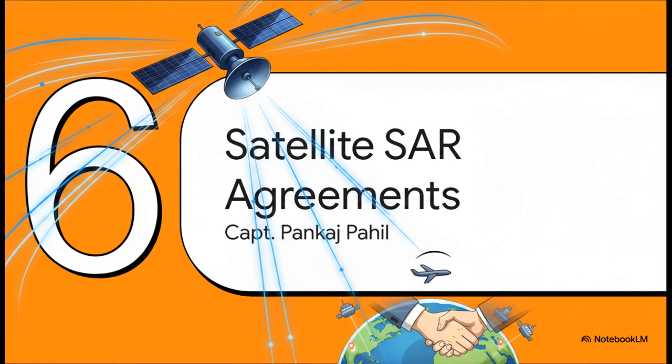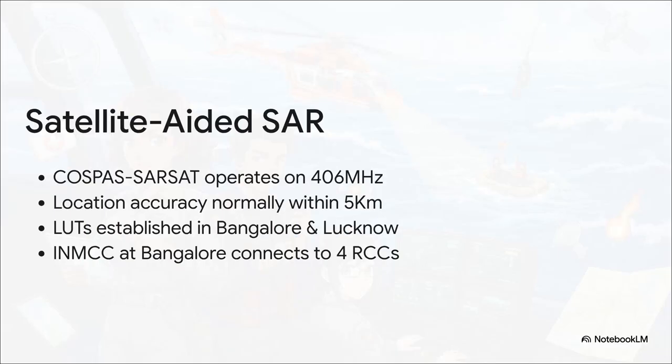Finally, Section 6, Satellite SAR and Agreements. Let's look at the modern technological backbone supporting all of these regulatory frameworks we just discussed: satellite-aided search and rescue. India participates in the COSPAS SARSAT system. The concept here is Global Satellite Distress Beacon Detection. The regulatory application is that this system operates on the 406 MHz frequency, providing a location accuracy normally right within 5 kilometers. India has local user terminals located in Bangalore and Lucknow.